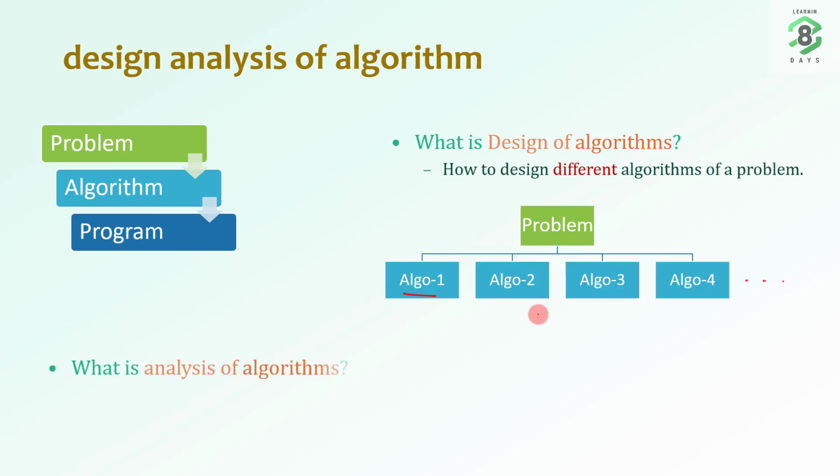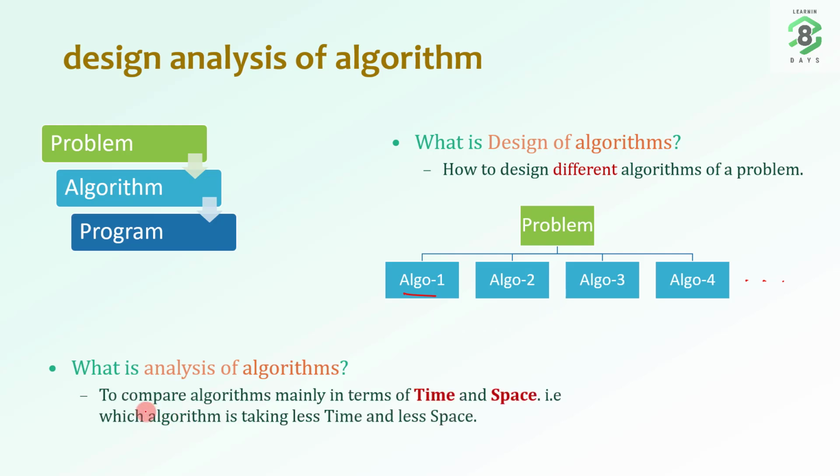And in our analysis part, what we actually do is compare all these algorithms, algorithm 1, 2, 3, 4, mainly in terms of time and space, that is, which algorithm is taking a lesser amount of time and which algorithm is taking a lesser amount of space. In terms of this time and space, we analyze all these algorithms and find out which one is the best. Then we write the code using any programming language to solve the problem. So this is the approach.